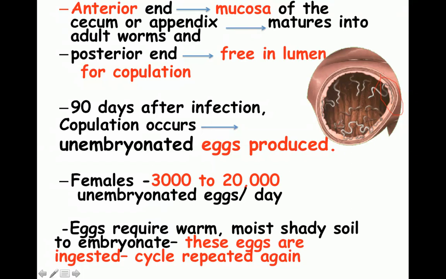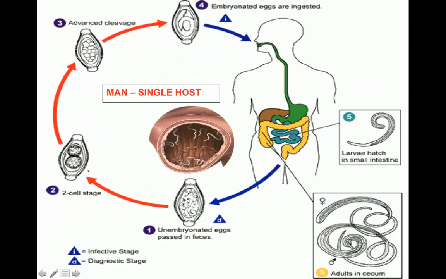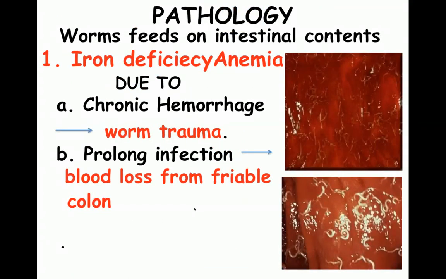And after copulation, the female is going to start producing these eggs, and about 3,000 to 20,000 eggs can be laid down per day. These eggs are passed in the feces, where in the soil further development occurs, and these eggs are then converted into embryonated eggs, which are the infective stage of this parasite, and when they are taken with food and water by humans, the cycle is repeated again.